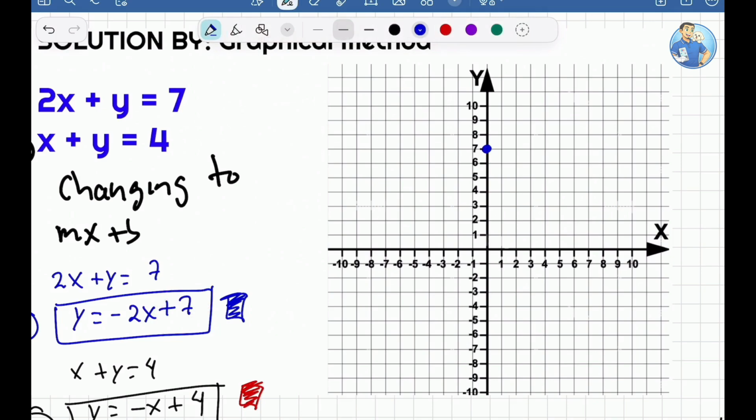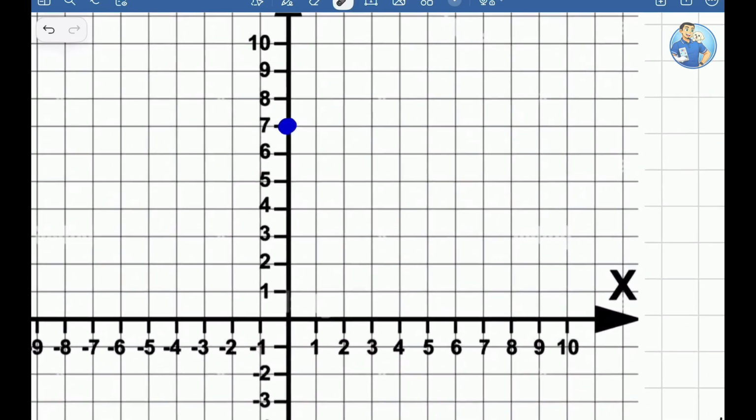If we remember the meaning of slope, rate of change, what is the slope? Negative 2. So this means for every 1 unit horizontally, it has to decrease 2 units like this. Again, pay attention. This is 1 unit horizontally, but the slope is negative 2, so it has to decrease 2. So this is our next point.